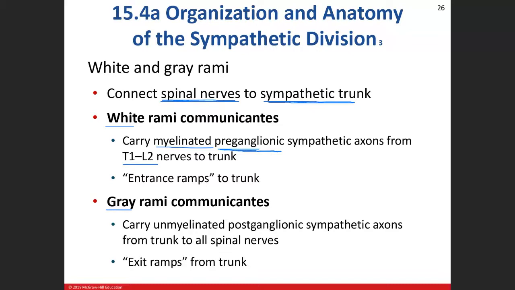And then the other rami is the gray rami communicantes. It's gray because it's unmyelinated, and we remember that only postganglionic neurons are unmyelinated. So they're going to be coming from the trunk going to the spinal nerve. So it's the exit ramp. We nickname it the exit ramp. It's leaving the trunk and going to the spinal nerves. This will make a little bit more sense when we go over some of these pathways here.